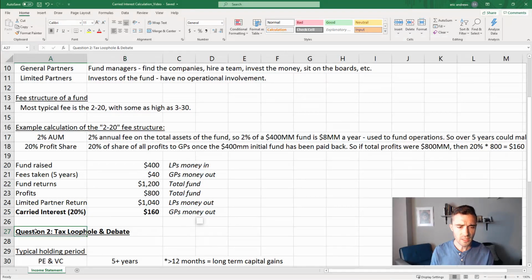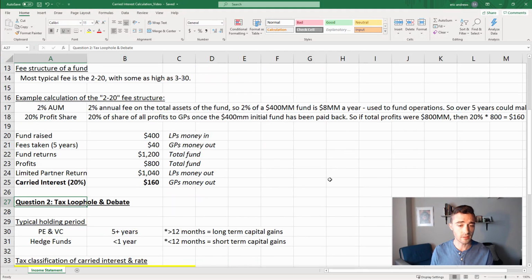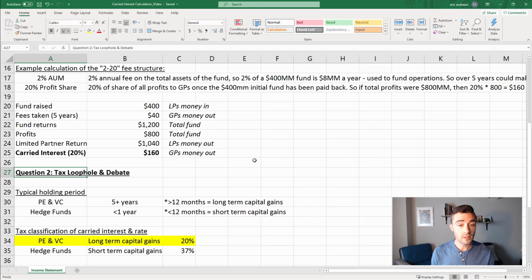So now let's talk about the carried interest tax loophole and debate. In order to do this, we need to talk a little bit about how these types of profits are classified from a tax perspective. So the carried interest tax loophole specifically applies to private equity and venture capital, and it really doesn't affect hedge funds at all. And here's why.